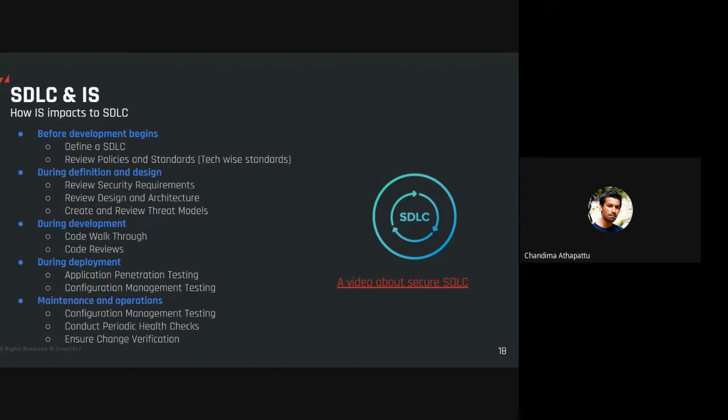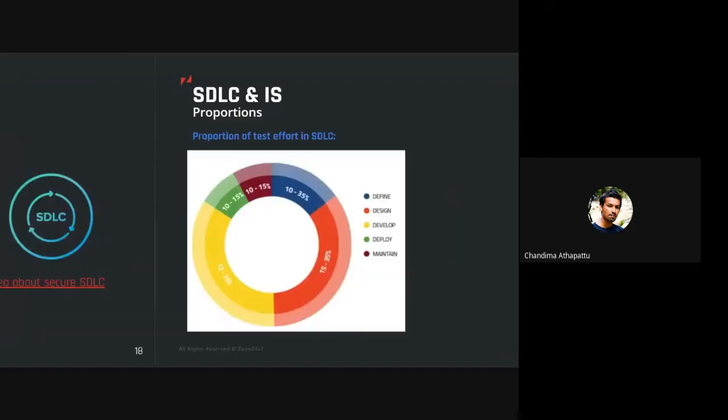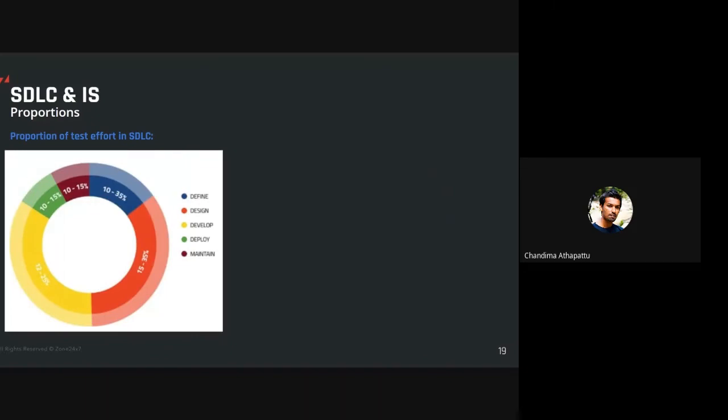The most important thing here is, if someone thinks that only in the testing phase can we ensure the security, that is not correct. I'll tell you why. Now here is the proportion of test efforts in the SDLC. You can see this is from some research I found.